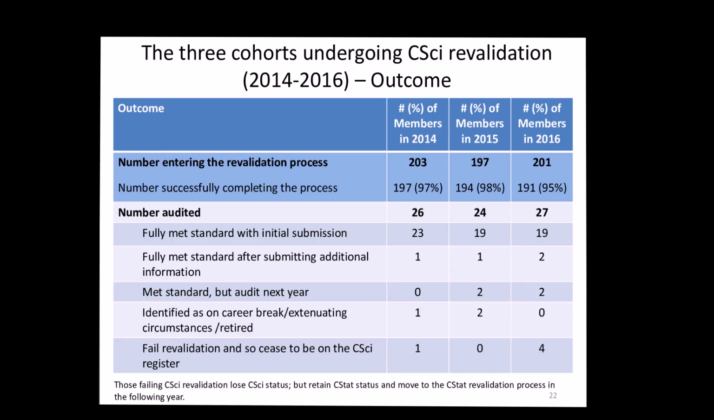Now, as previously mentioned, failure of the CSci revalidation process leads to ceasing to hold the CSci award. However, the CStat award is retained, and members switch into the CStat revalidation process or switch to one of the not professionally active CStat categories. Now, if they are professionally active, the new revalidation date will be dependent on the stage at which they withdraw from CSci status or fail revalidation, and also their audit history as part of the CSci process.